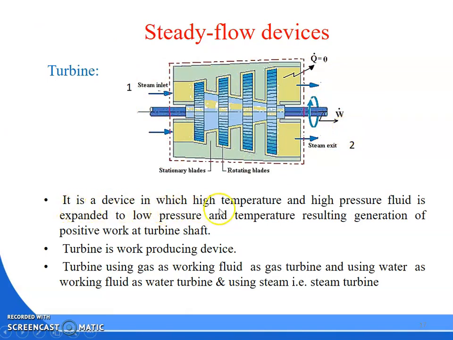It is a device in which high temperature and high pressure fluid is expanded to low pressure and low temperature, resulting in generation of positive work at the turbine shaft. When the fluid expands, the volume increases. When the volume increases, the pressure decreases as well as the temperature. The turbine is a work producing device, so work done by the system is positive work. A turbine using gas as the working fluid is a gas turbine, using water is a water turbine, and using steam is a steam turbine.